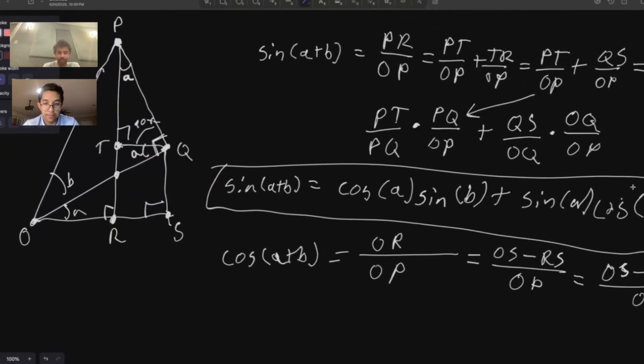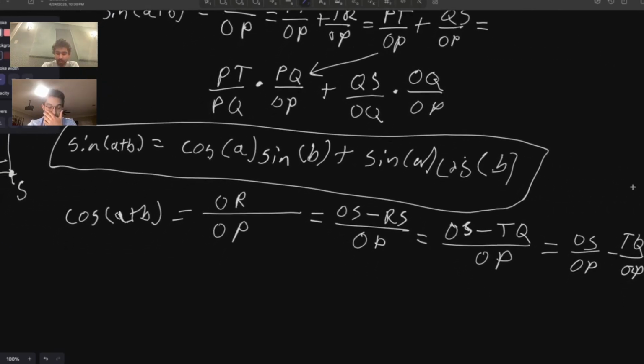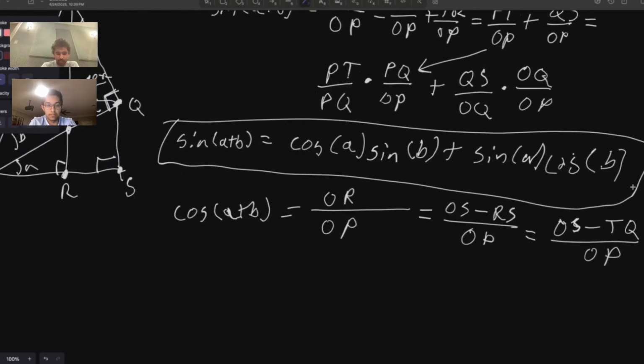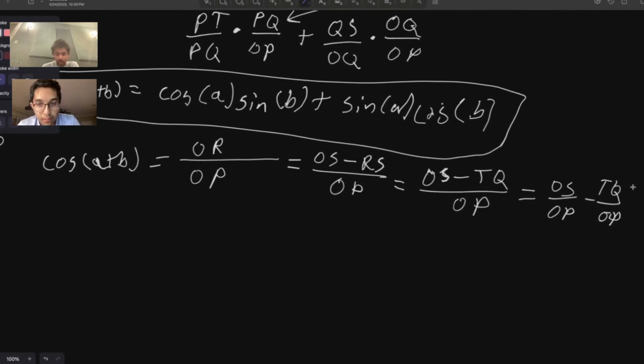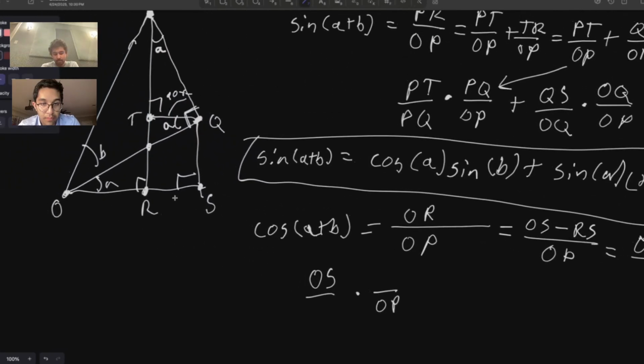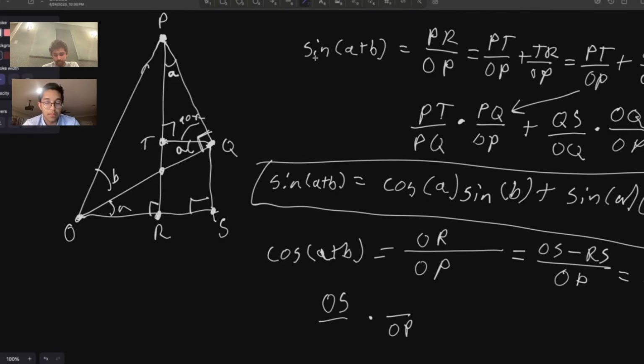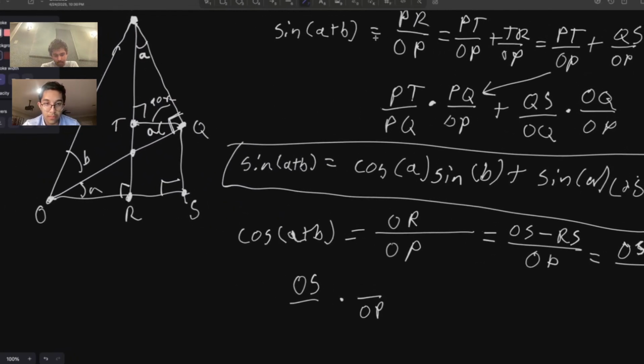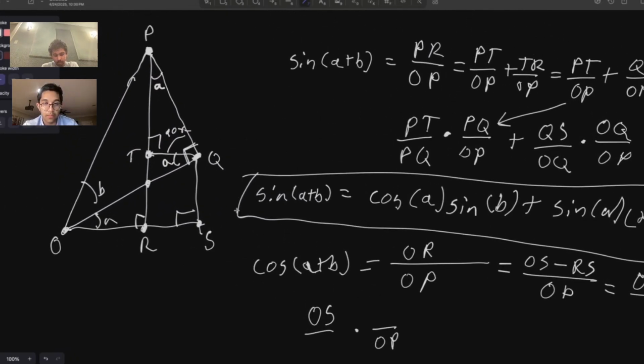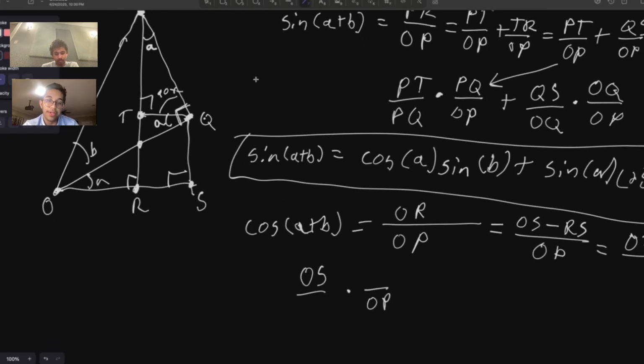So now what we can do is we can just use that same old trick again that we used for sine. So we have OS over OP, right? Mm-hmm. So OS over something times something over OP. Now what should that something be? Well, if we look here, OS, we could just set it to OQ, right? Why OQ though?